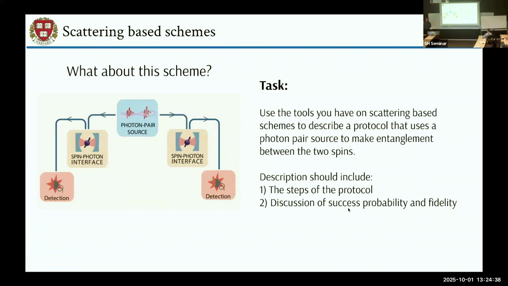You don't need to go through the math very carefully. What I'm looking for is, can you go through the steps of the protocol? What do you need to do? And just discuss how the success probability will be. Fidelity, we know that will be something with this 1 over C, but just have an idea about that.